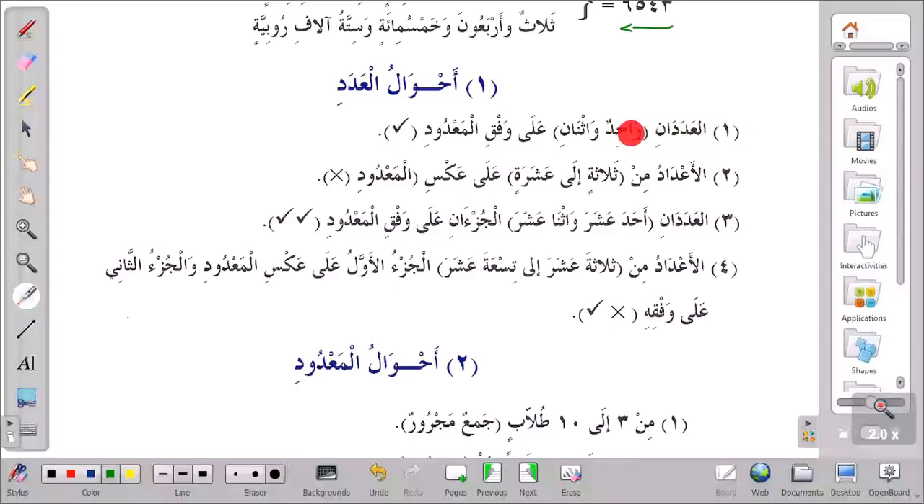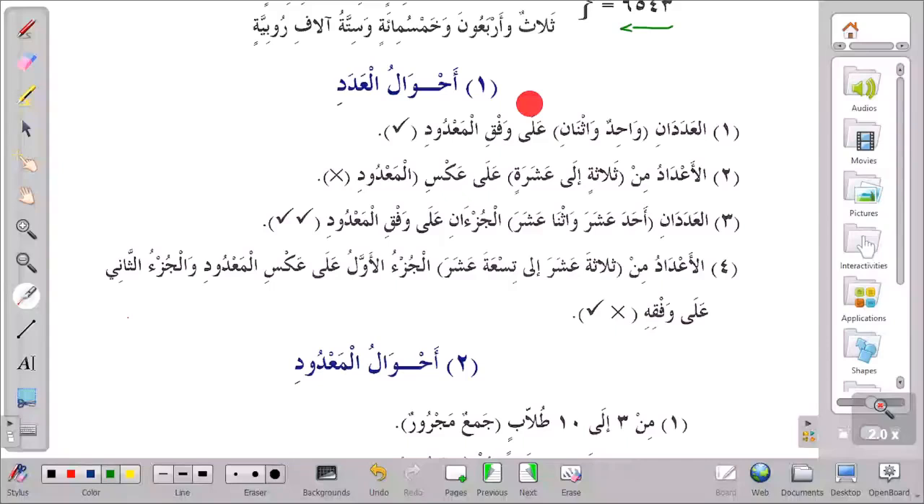Adadani, the two numbers. Wahidun wa ithnani. 1 and 2. Ala wafqi al-ma'dud. They are in agreement. Wafq. Okay, agreement with the ma'dud. When we are counting 1 and 2, the number and the thing we are counting, they agree. They are in agreement in gender. Okay, so I will say baladun wahidun. One city. Baladun wahidun. Masculine.